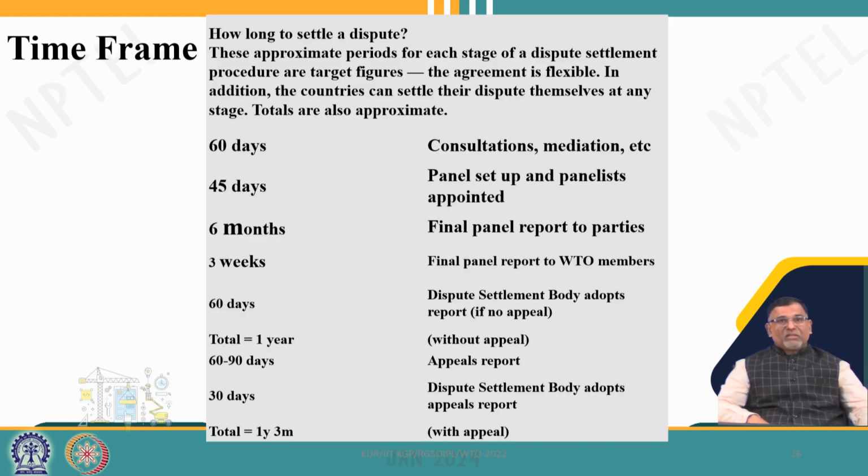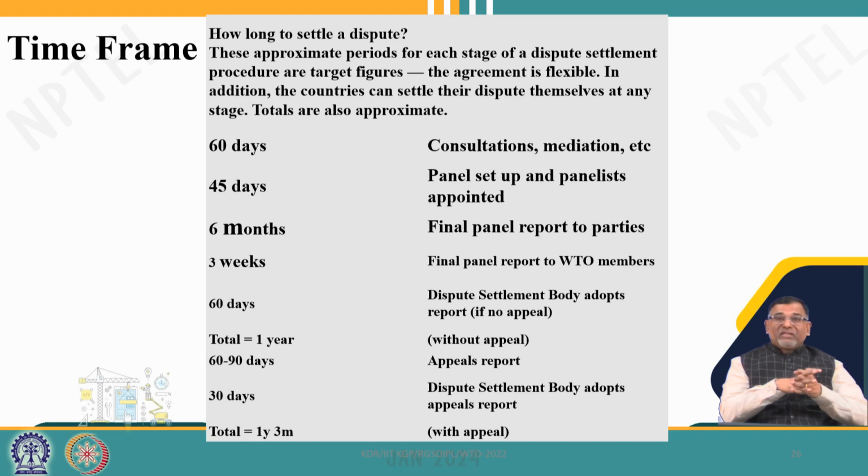So, it is very clear. The deadlines are: consultation 60 days, panel setup and panelist appointment 45 days, and the final panel report to the parties 6 months. Then the panel report is circulated to the WTO members in 3 weeks. Then the dispute settlement body adopts the report. If there is no appeal, then 60 days time. So, total 1 year without appeal. The entire case should be closed within 1 year.